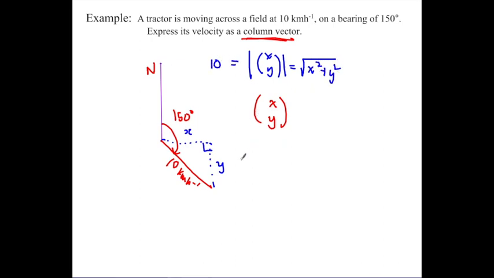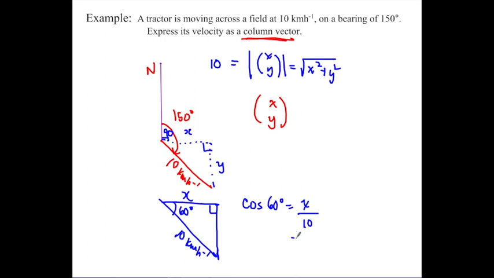So we go back to SOHCAHTOA, just have a look at what information you have. The angle of 150, we can break that up quite easily. 90, of course, is the first quadrant, and left over you have 60 degrees. We know that 10 kilometers per hour is the speed and distance along the hypotenuse, and then we can just use cosine to find x. Remember the rule, cosine is adjacent over hypotenuse, and solve for x.